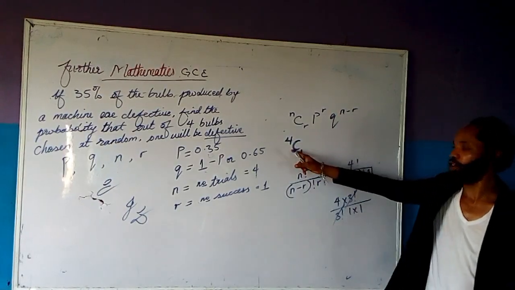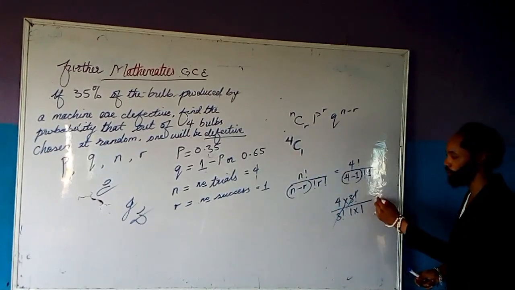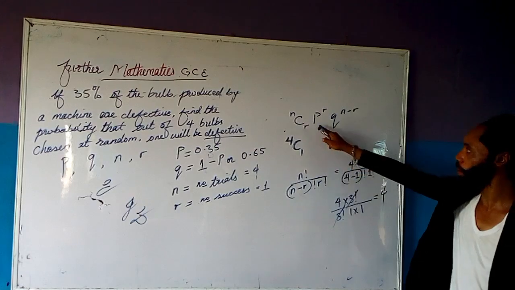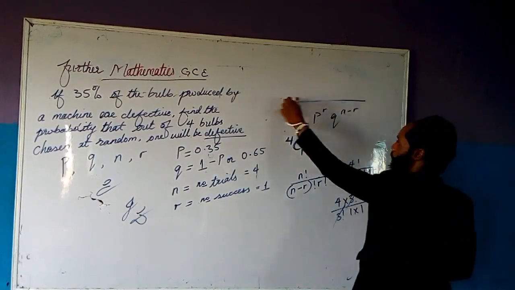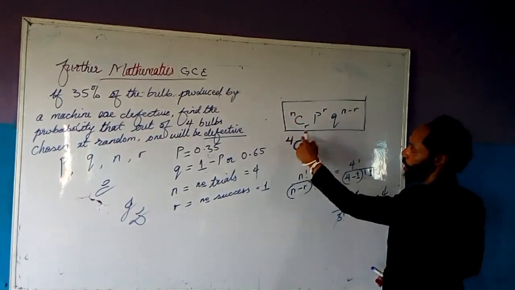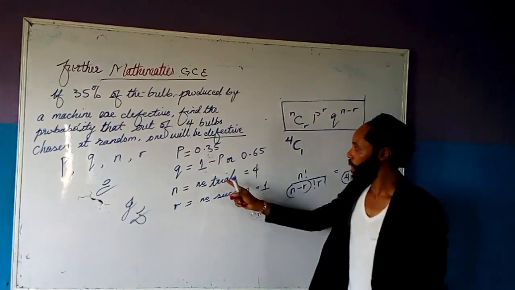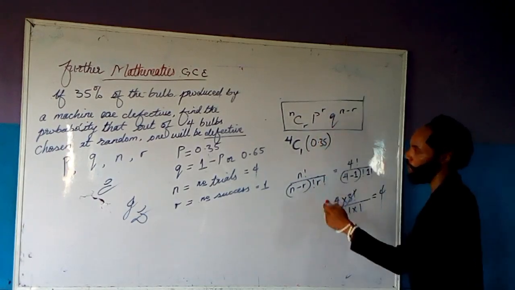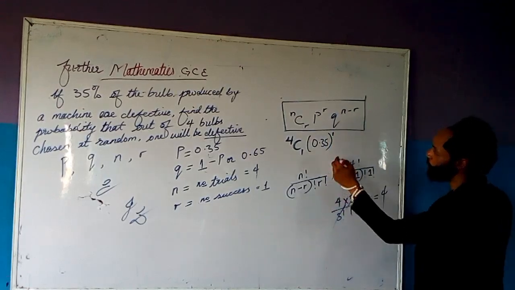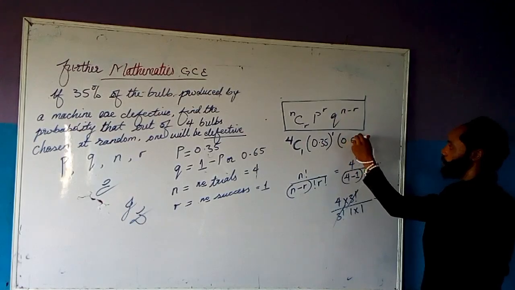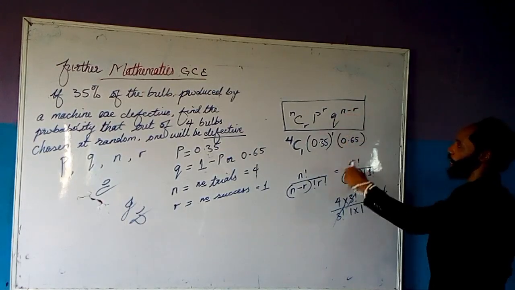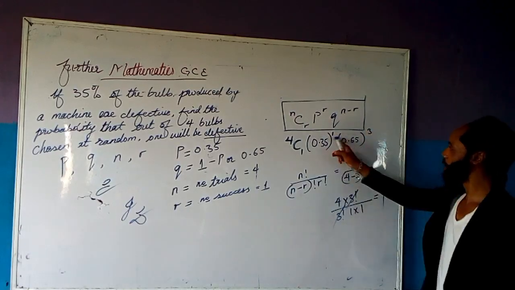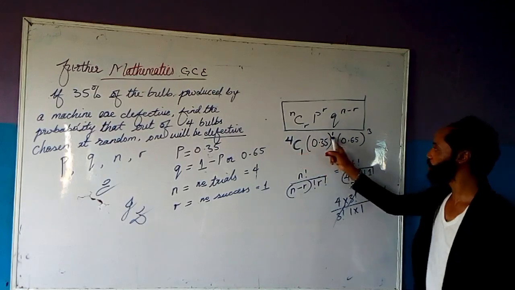Okay, 4 combination 1. We got our answer as what? 4. So now we want to enter these values. Remember, this is the formula. n is 4, r is 1. What's our p? 0.35. Our p is 0.35, always to the power r. What's our r? 1. What's our q? 0.65, always to the power n minus r. That is 4 minus 1. That's 3. The idea is that these two must give you the sum of this.